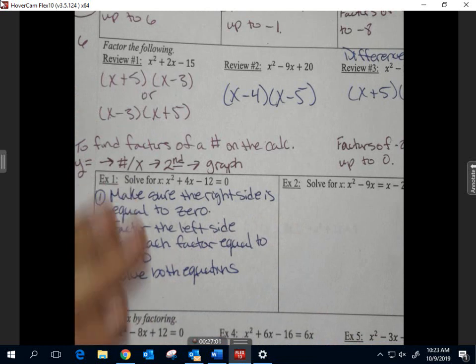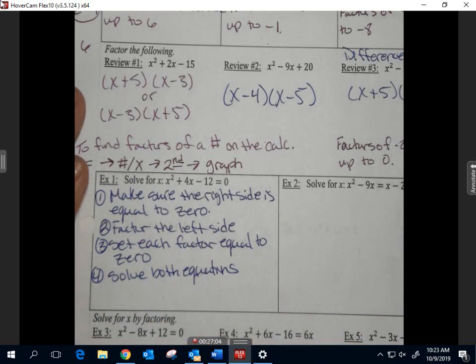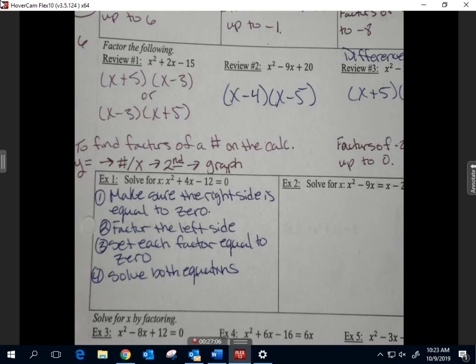These are the steps that you need to take in order to solve quadratic functions using factoring.